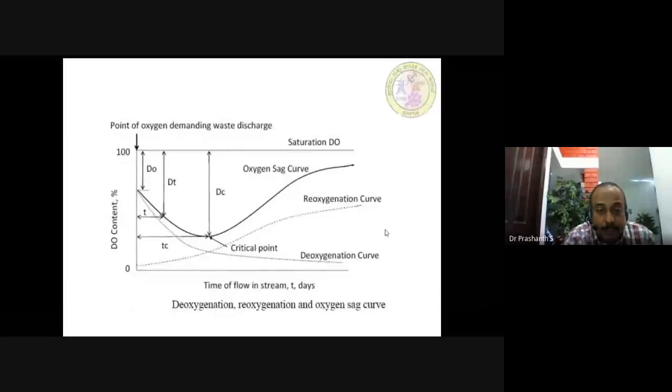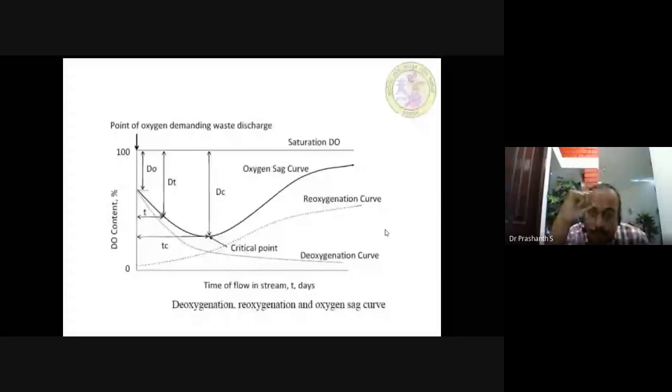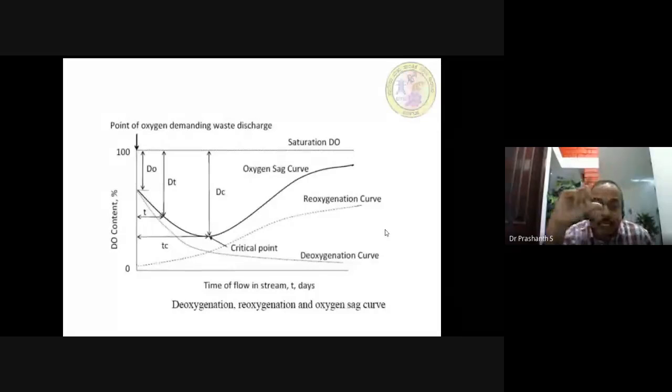Means at this critical point, the oxygen level is very low, maybe 0 to 1 milligram per liter. So the deficit increases, and that means the requirement of oxygen at that particular point is increasing.